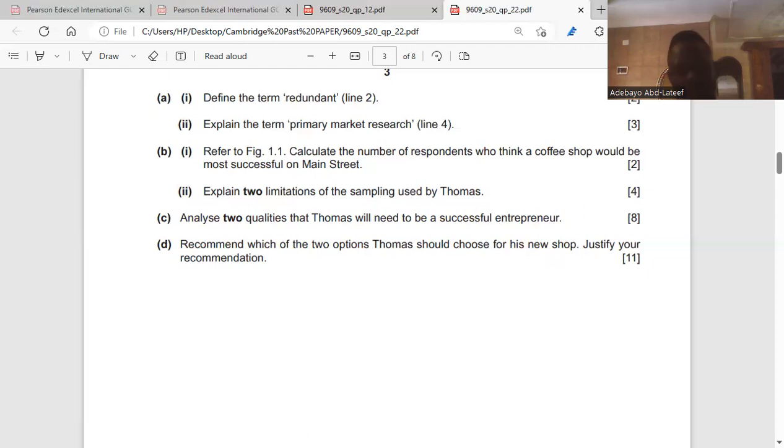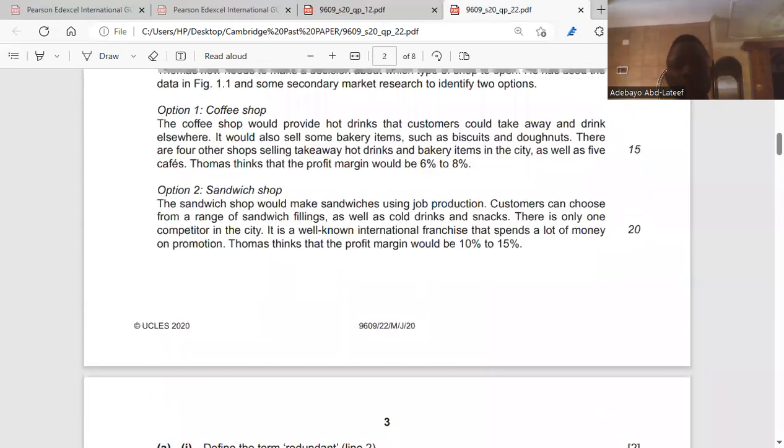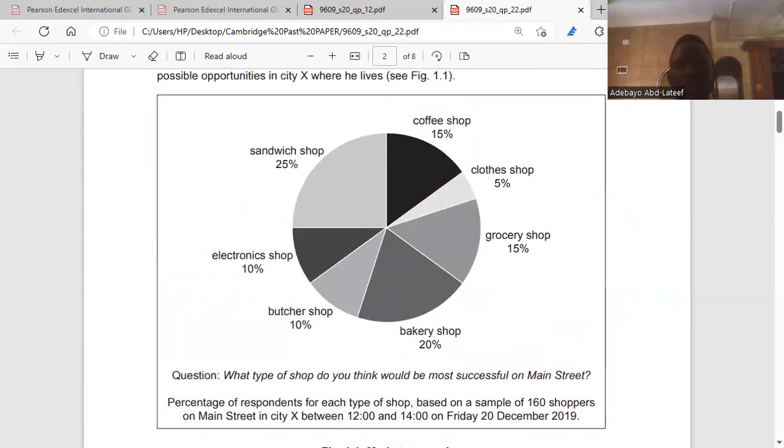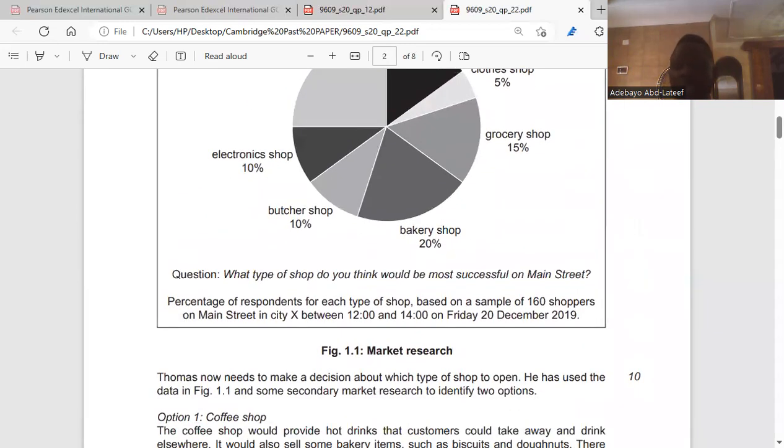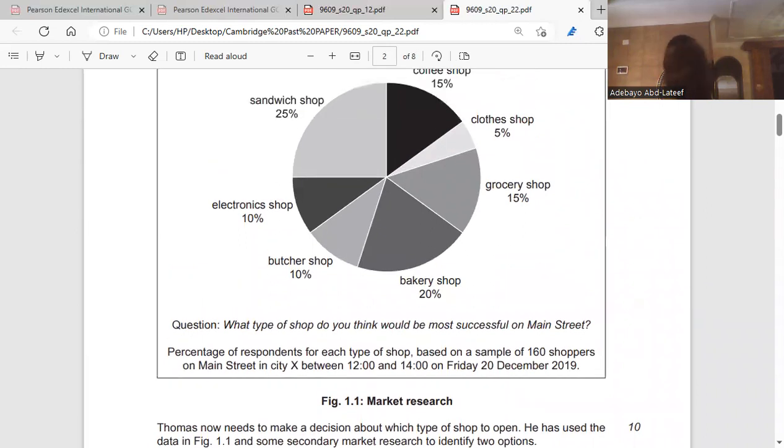Refer to figure 1.1 and calculate the number of respondents who think a coffee shop would be most successful on Main Street. For coffee shop, we go back to the pie chart. We have 15%, right? And the total number of samples was 160 shoppers. So we have 15 over 100 multiplied by 160. So 15 multiplied by 160 is 2,400. Divided by 100, that's 24.